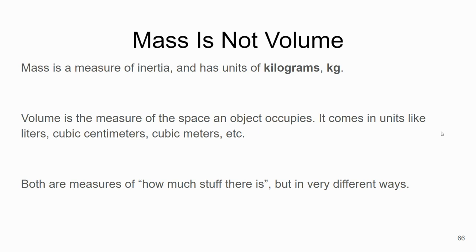So misconceptions. The easier one, mass is not the same thing as volume. Both mass and volume are measures of how much stuff there is, but they measure it in very different ways. Mass is a measure of inertia, and the unit we like for mass in physics is the kilogram, kg. Volume is how much space an object occupies, and there are lots of different units for volume. Liters, cubic centimeters, these are common ones that we use in science, but also gallons, cups, teaspoons, things like that.